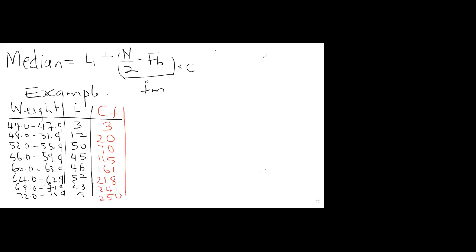115, 161, 218, 241, and finally 250. So that's the first duty for a student: you must have cumulative frequency. And here we are told there were 250 learners. So that gives us that.